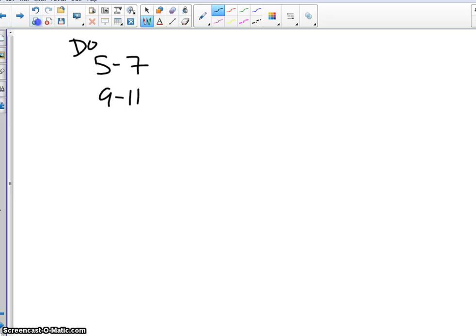We'll talk about the algebra ones when I come back, at the bottom of that page. Then you're also going to do, in this case, the composite figures towards the bottom, numbers 21 through 24.